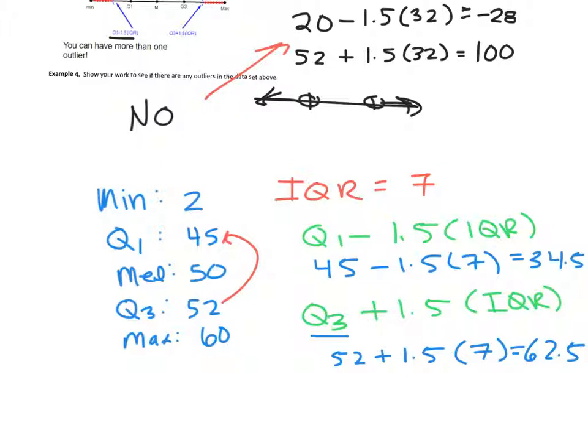So if your number is less than 34.5 or greater than 62.5 in your data set, then it is an outlier. Really, you can have more than one outlier. We know already that 2 is an outlier, but maybe there's a 3 in the data set, maybe there's a 4, maybe there's a 30. Those are going to be outliers.